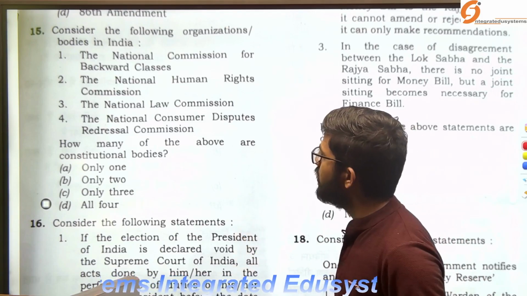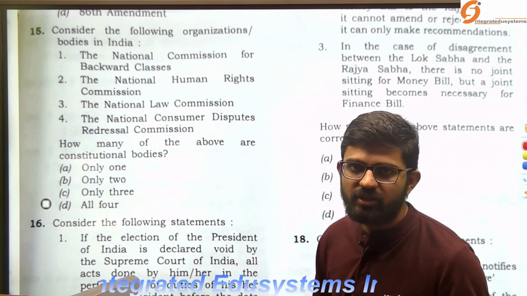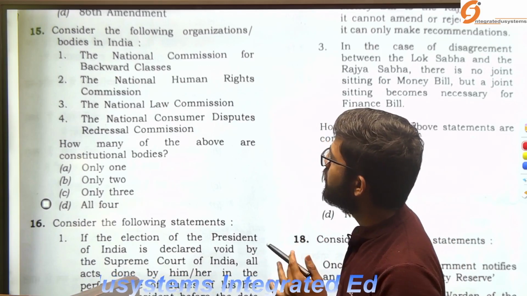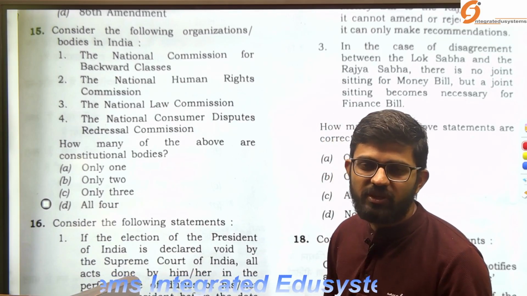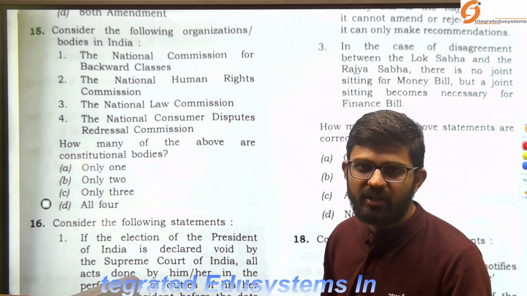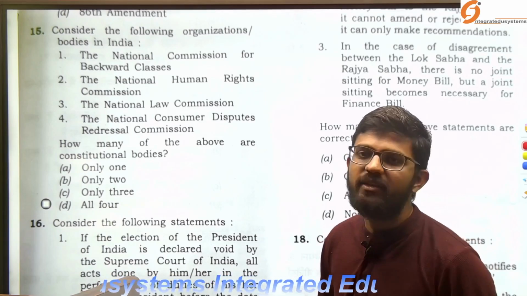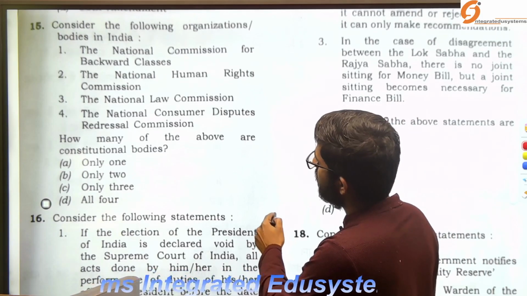Third is the National Law Commission, that is a non-statutory and non-constitutional body. Fourth, the National Consumer Disputes Redressal Commission. It is basically a statutory body created by the Consumer Protection Act, and an amendment was brought in 2019. So how many are constitutional bodies?